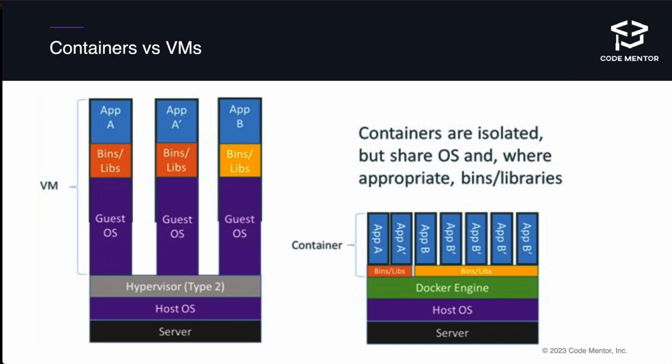On the right, you see what containers look like. We don't have a guest OS. We just have the host OS. We have a container engine that might be involved. This depiction shows Docker, but it could be any containerizer. And applications then are running on the host operating system, and they are isolated, but they don't have the same level of isolation that a virtual machine would have.